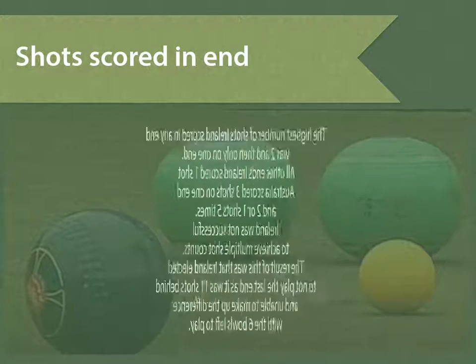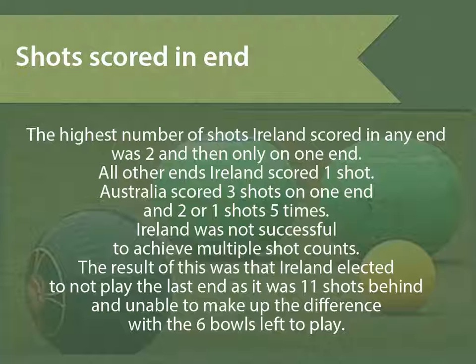The highest number of shots Ireland scored in any end was 2, and then only on one end. All other ends Ireland scored 1 shot. Australia scored 3 shots on one end and 2 or 1 shots on 5 ends. Ireland was not successful in achieving multiple shot counts. The result of this was that Ireland elected not to play the last end as it was 11 shots behind and unable to make up the difference with the 6 bowls left to play.